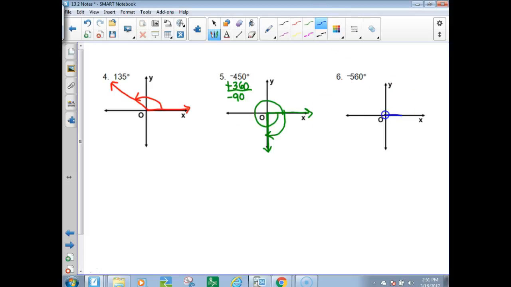All right, and negative 560. Let's go down and around and around. How much? Isn't that another negative 200? Okay, so we have to go another, let's see, down 180, a little past another 180, which would be actually in quadrant 2. Okay, terminal sides here. Sorry, I shouldn't have written that right underneath there.